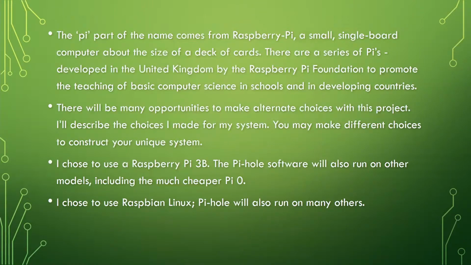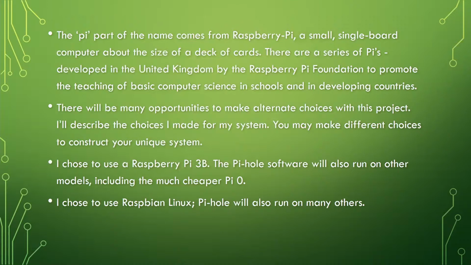Raspberry Pi forms the Pi part of the Pi-hole. It's a small single board computer, about the size of a deck of cards or a pack of cigarettes. It was developed in the UK to teach computer science in schools in developing countries, much like the Arduino, if you're familiar with that.